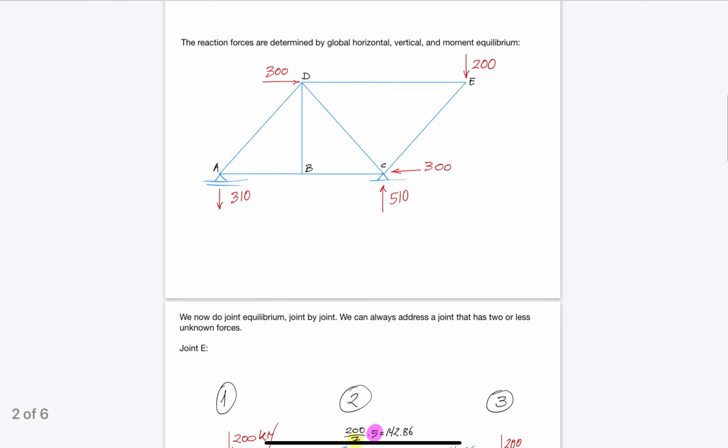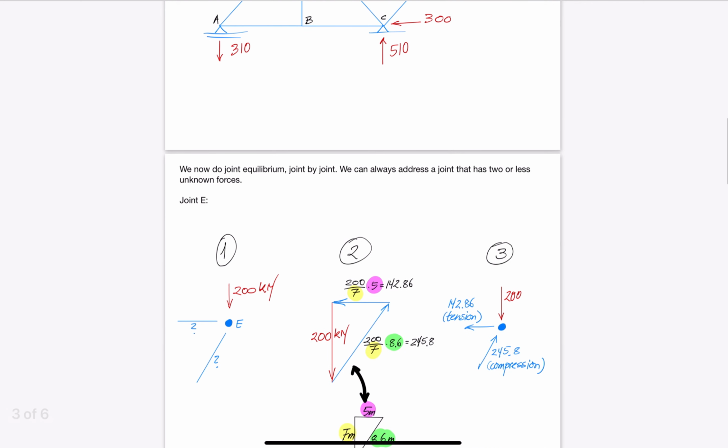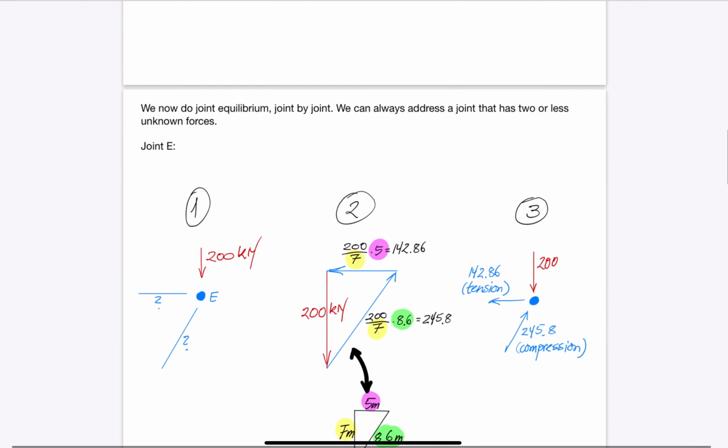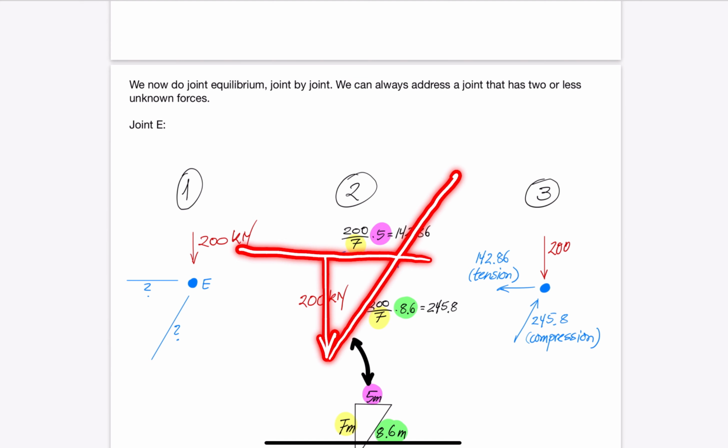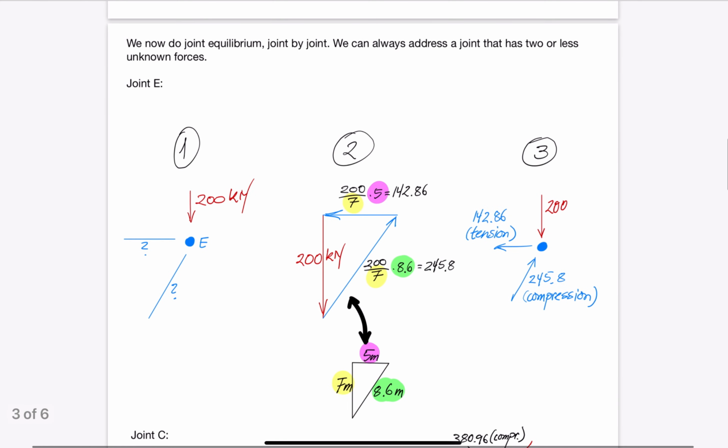We mark the joint as a solid point in step 1. The 200 kN external load is known, while the 2 member forces are unknown. In step 2 of the procedure, we put the 200 kN force down on paper first. Next, we play around with the inclined and horizontal force directions in order to create a closed force polygon. Triangle equalities, as we did in the previous video, give the force values shown here.